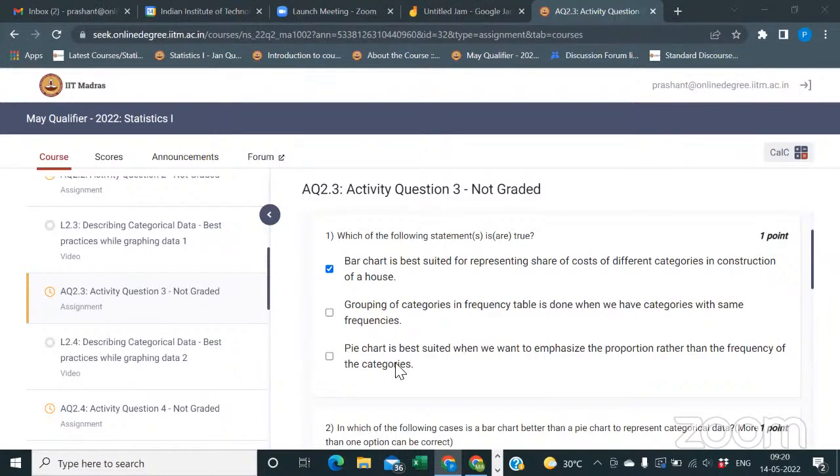Third is also obviously correct, because a pie chart is the best way when we want to emphasize the proportion rather than the frequency of the categories. Okay. Yes. What is a pie chart? In a pie chart, you have to show the share of something. You can say percentage of something.